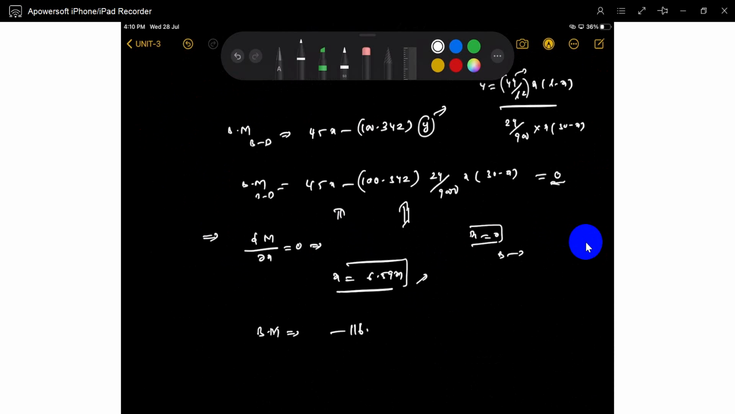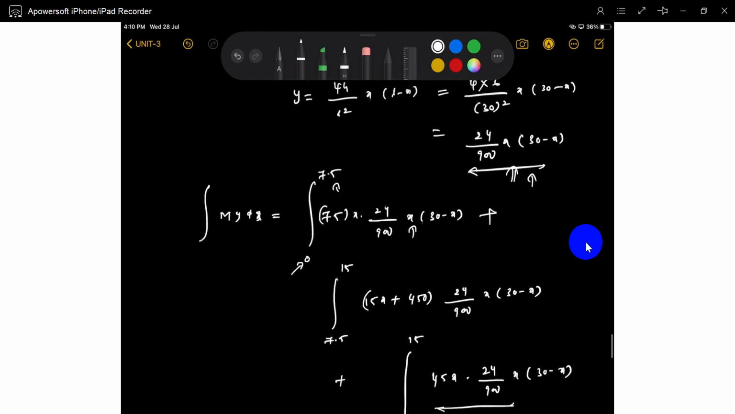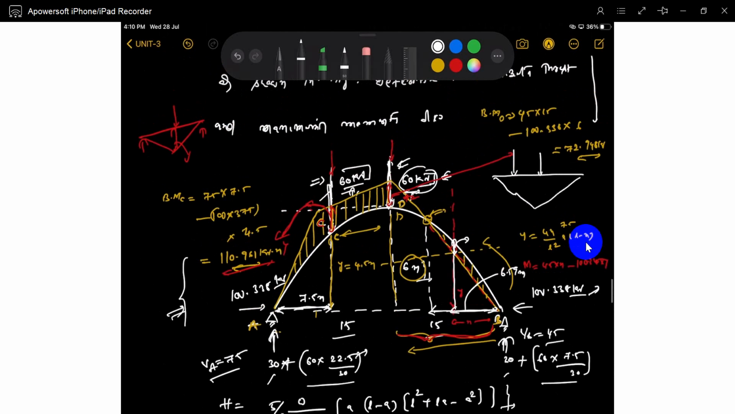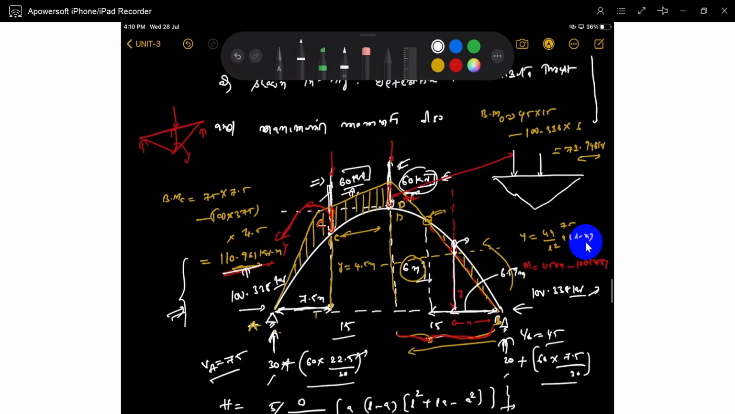Minus 116.28 kilonewton meter. That is the maximum negative moment. The maximum positive moment we already got. What is that value? It is 110.961, positive, happening at 7.5 meters from A. The maximum negative moment is happening from B at 6.5 meters.